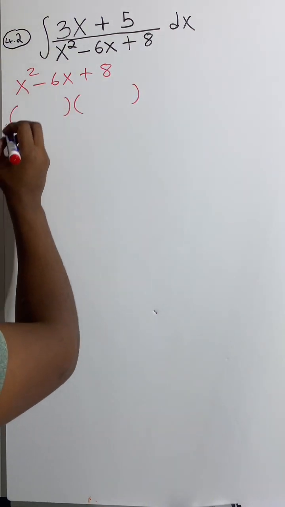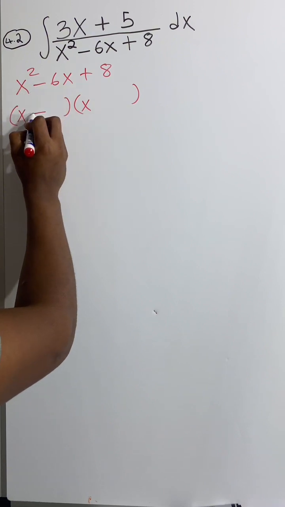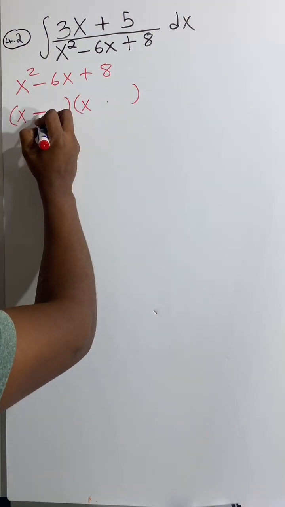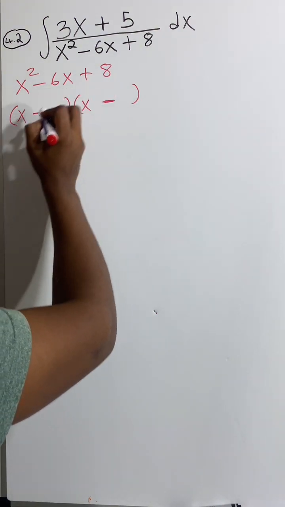The factors of x squared, we have x and x. We take this sign, we put it here. The sign that we put here multiplied by this sign must give us that sign. So negative multiplied by negative is equal to positive.